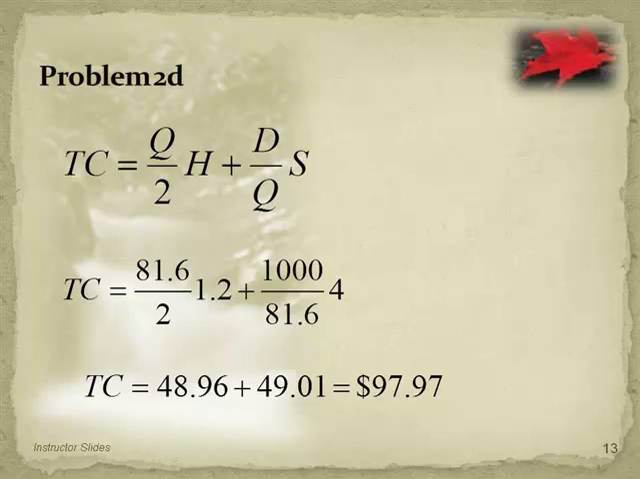Substituting our economic order quantity, you'll notice that I again use the unrounded number, 81.6. Doing the calculations, you can see that the portion related to the holding cost and the portion related to the ordering cost are essentially the same number, within pennies of each other. At the economic order quantity, these two numbers should be equal or very close, within pennies of each other. So the total cost for this item for ordering and keeping an inventory is $97.97. And this concludes part B of this chapter.